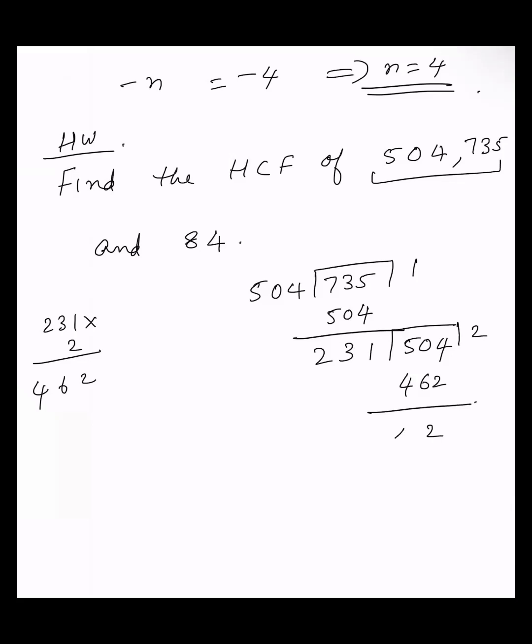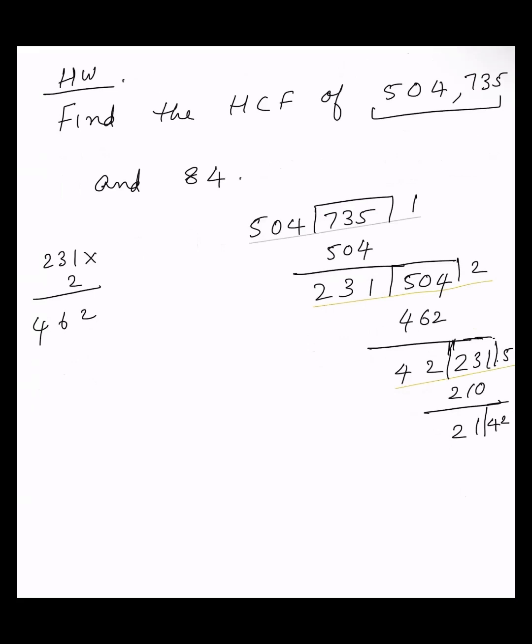42. Yes, 42. Now you are going to divide 231 by 42. What do you get? 5 times it is going. So what do you get here? 210. So the remainder will be 21. Okay, 42 divided by 21, not 21 divided by 42. So 42 becomes your new dividend. Divided by 21, it will go 2 times, right? Yes, 2 times you get 42, remainder 0.